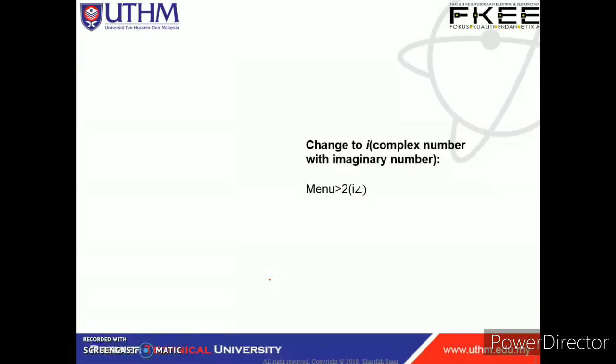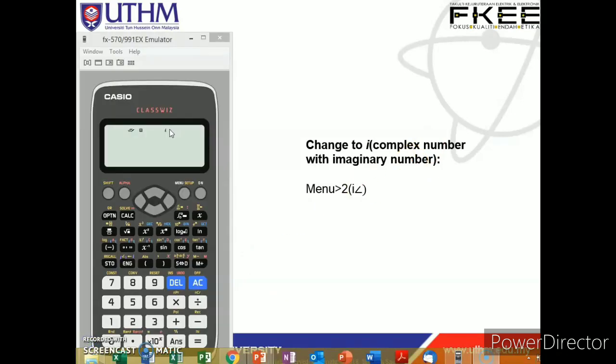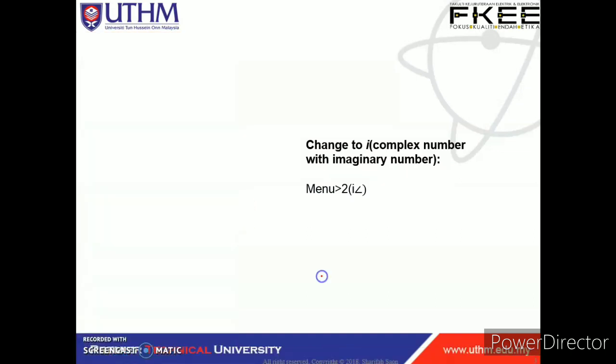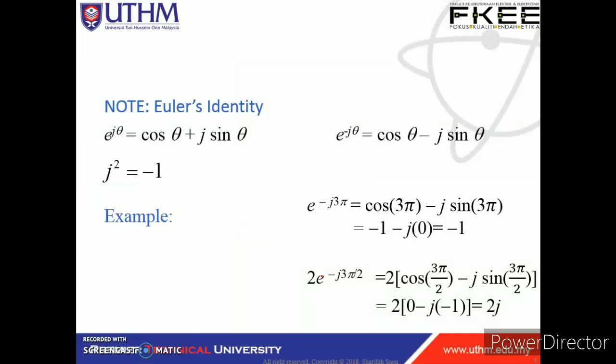Next, we need to change to complex number. If your calculator does not show the i alphabet here, you need to change to the complex number, which is the real with imaginary number. To change it, you just choose the menu and then choose the number 2, which is the complex number. So it will display the icon of imaginary. Okay, let's continue with the example.